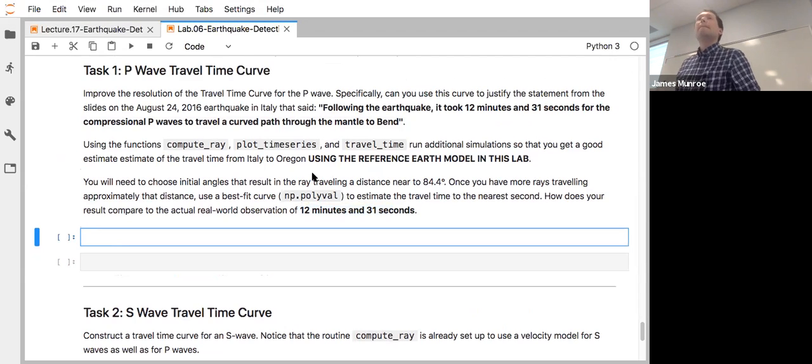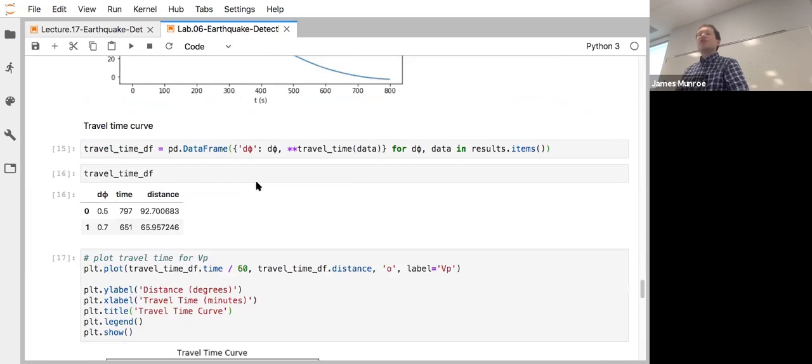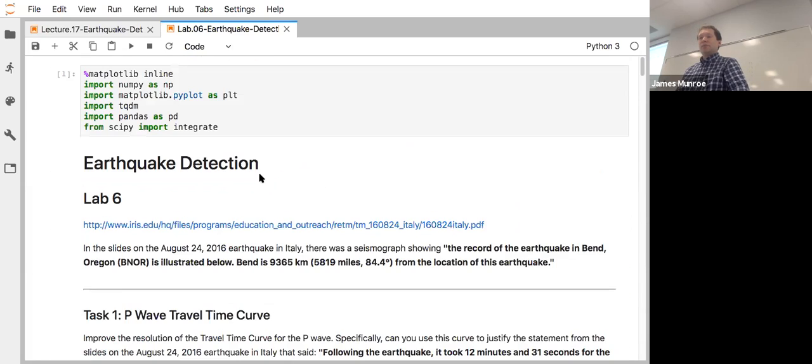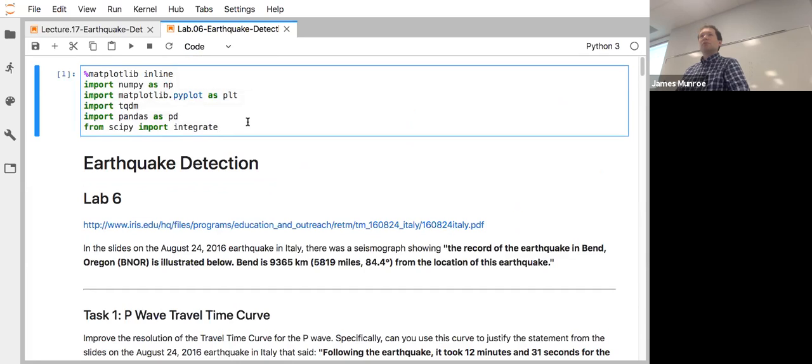Yes? The first line. This one. Oh, just restart your kernel. Well, we'll figure it out.